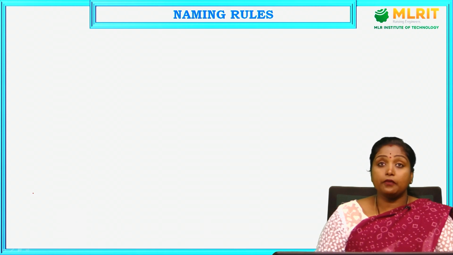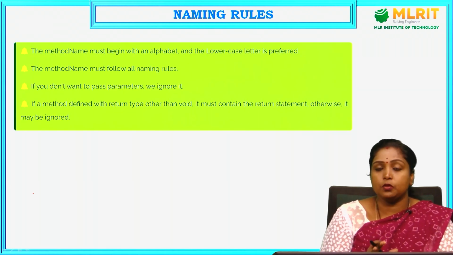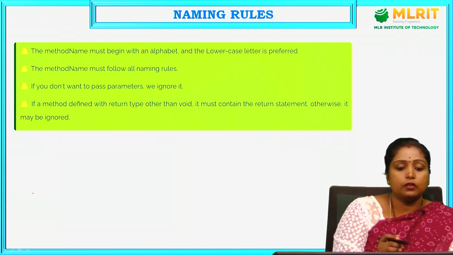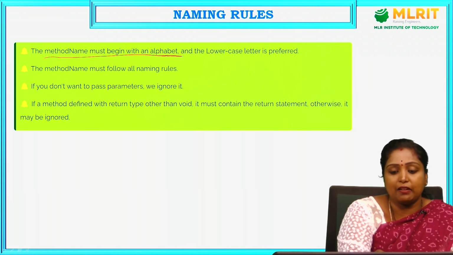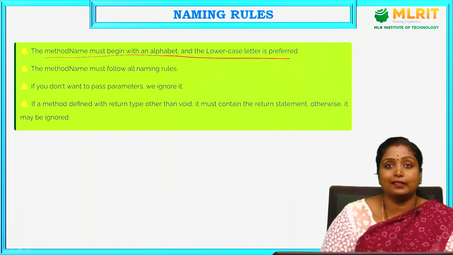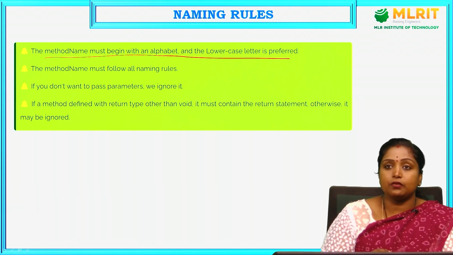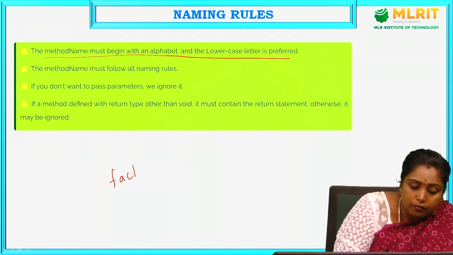Now, the naming rules of a method. These are the rules for writing the name of a method. The method name must start with an alphabet, and a lowercase letter is preferred. For example, if I want to write the factorial of a given number, I have to go with factorial.